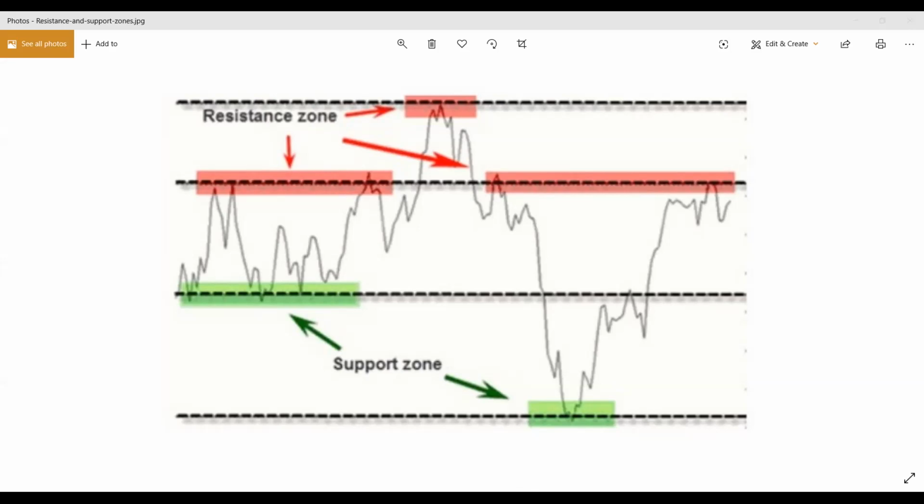Some perceived support is not really support, and some perceived resistance is not really resistance. When the market moves, it needs to validate support and resistance areas, because almost every retail trader trades based on support and resistance. If price reaches a support, everyone looks to buy, and when price reaches a resistance, everyone looks to sell.